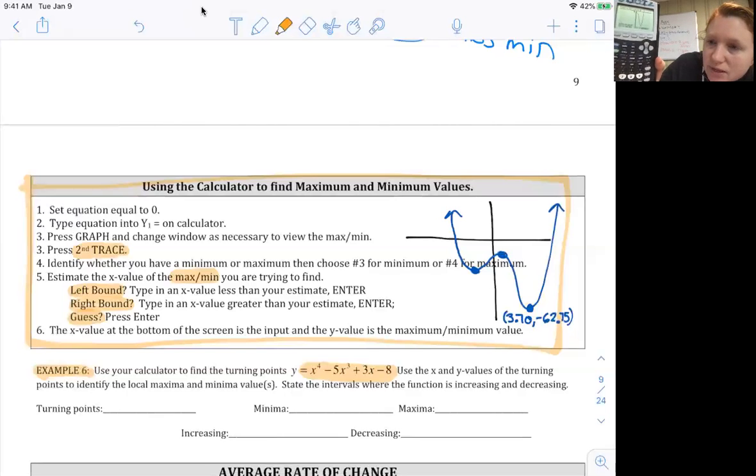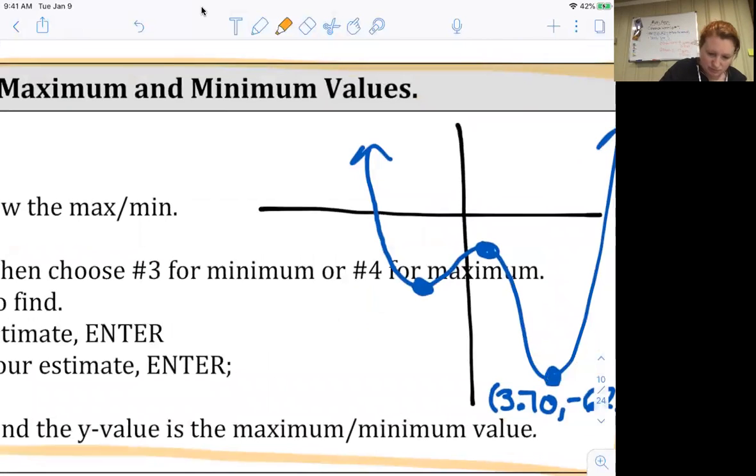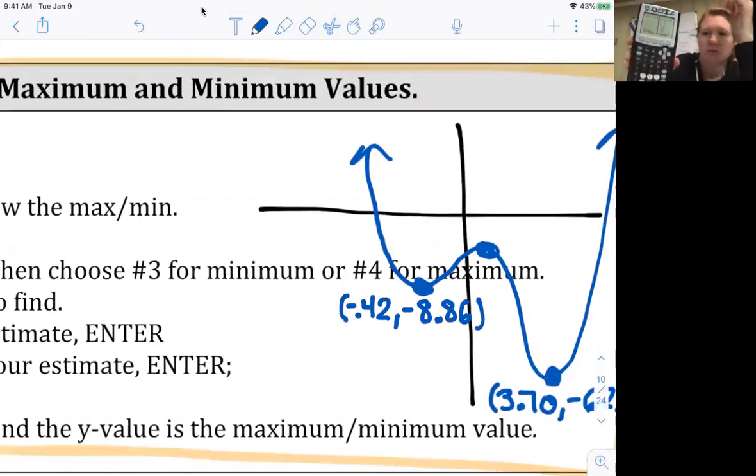I hit enter. Now it says right bound. Now I need to move it to the right of my minimum. That's to the right of it, and I hit enter. Now it says guess, so I'm just going to get somewhere close to the bottom of the minimum. That's somewhere close. And I hit enter. And it says my minimum is located at negative 0.42. Again, I'm rounding to the nearest hundredth, comma negative 8.86. Again, I'm reading those numbers directly from the bottom of the screen, okay? All right, so we've got 2 out of 3 done.